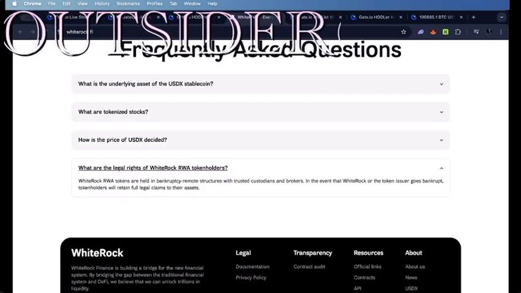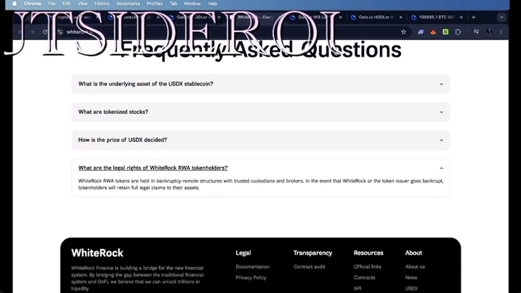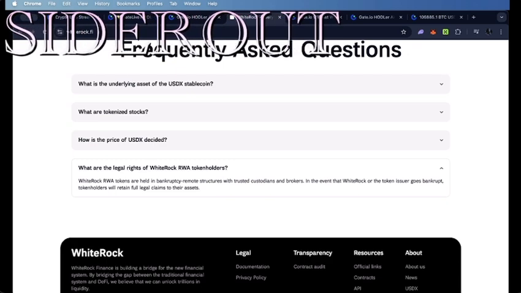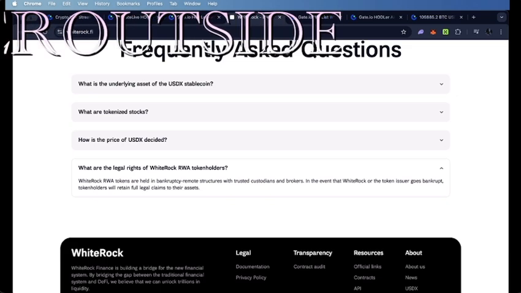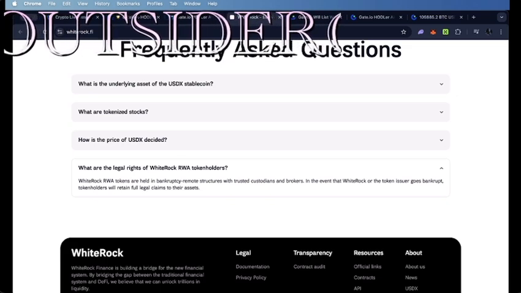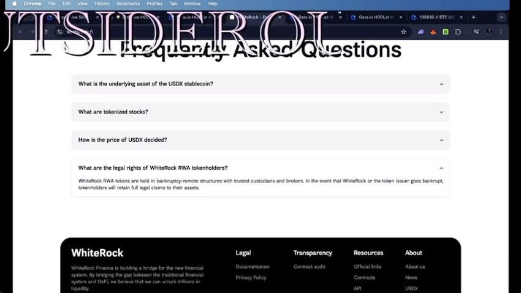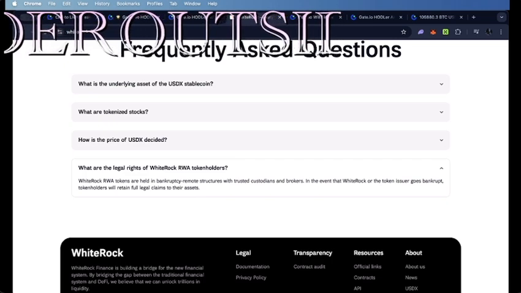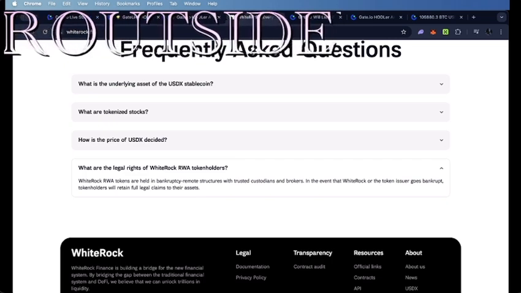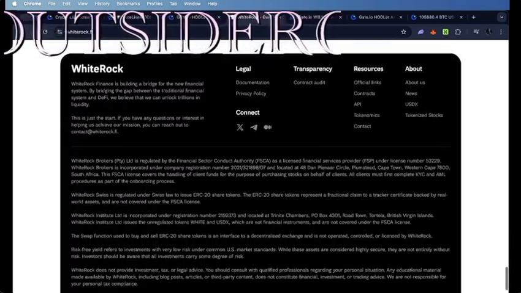What are the legal rights of WhiteRWA token holders? WhiteRWA tokens are held in bankruptcy-remote structures with trusted custodians and brokers. In the event that WhiteTrack or the token issuer goes bankrupt, token holders will retain full legal claims to their assets.